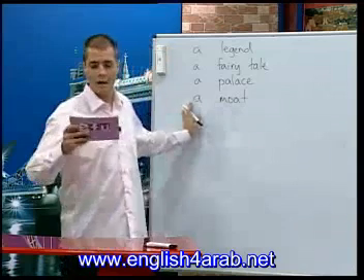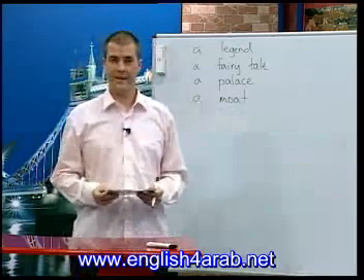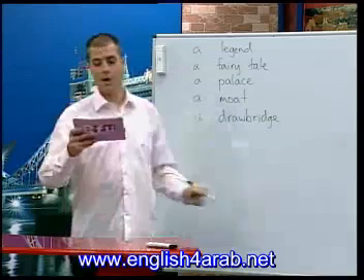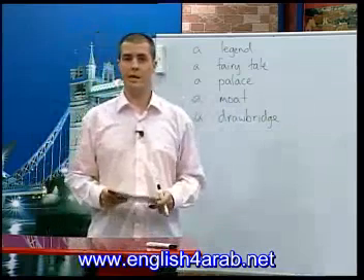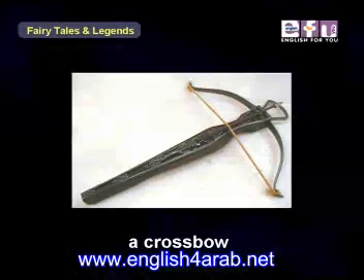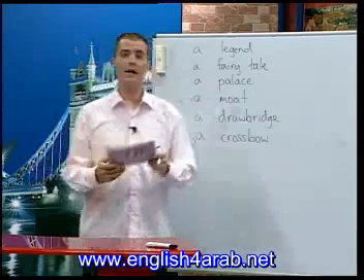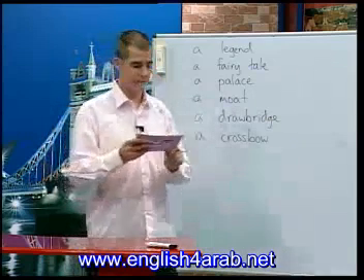A moat. A moat is a deep, wide hole filled with water. It's used for defense. A drawbridge is a bridge that can be pulled up to stop people from entering a castle. A crossbow is a kind of weapon like a small bow, and it's used for firing small arrows.